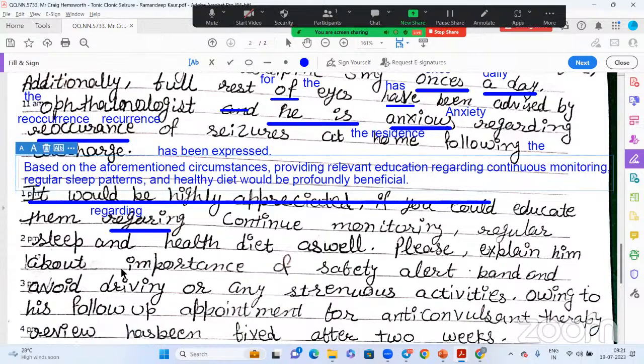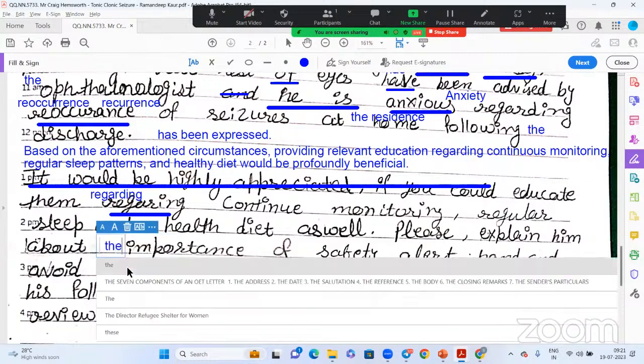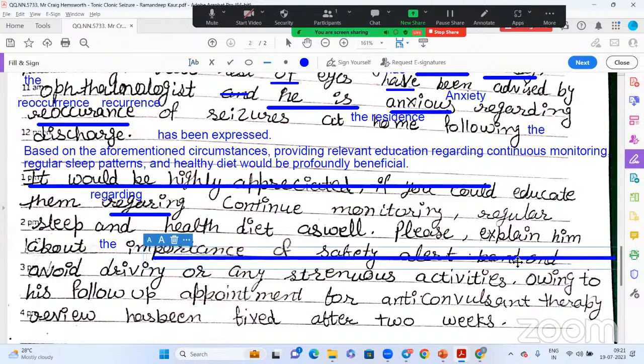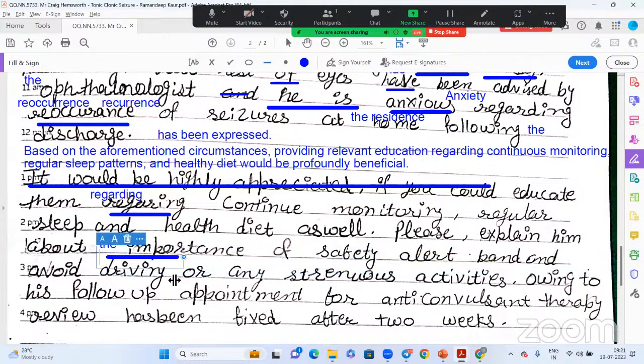The next one: please explain him about the importance of safety alert band. Full stop. Put a full stop here. That is a different part and this is a different. Okay.